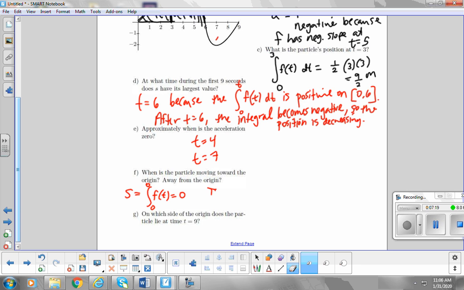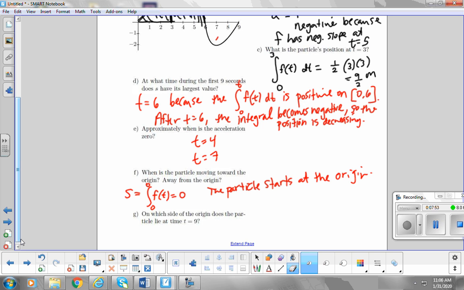So the particle starts at the origin. Then what happens? It moves away. For how long? Till time 6 seconds, right? We said it's positive, positive, positive area. It means you're moving to the right, moving to the right. The parts where it's getting taller and taller mean you're moving to the right at a faster rate.